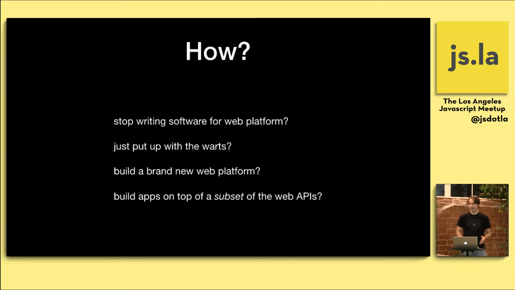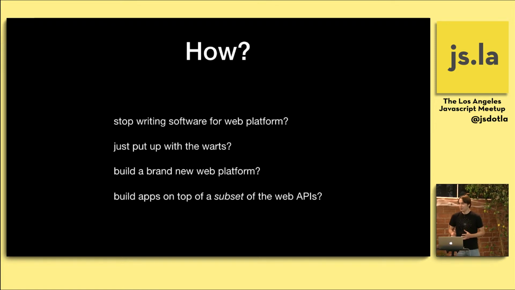OK, so how do we do that? Well, there's a bunch of bad options. We could stop writing web software and write desktop software again. But that really can't work because the thing that made the web popular was the zero install thing the web platform gave you. So we can't get away from that. We can't just put up with the warts because that's what we're doing now. Building a brand new web platform, that's like boiling the ocean. Nobody's going to do it.